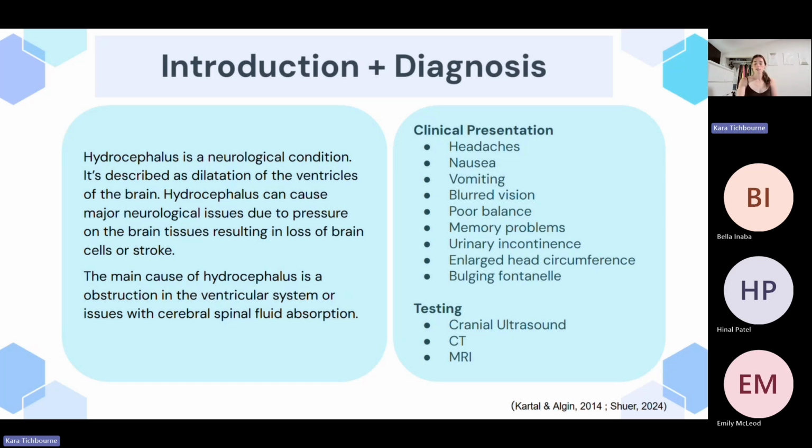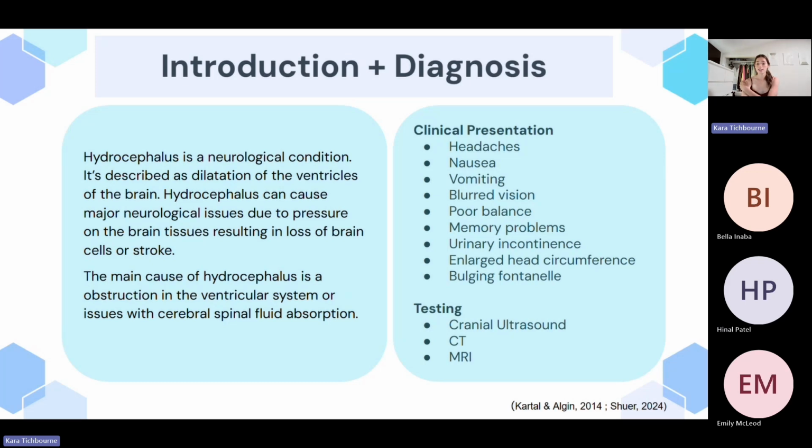In diagnosing hydrocephalus, first they'll go through a clinical diagnosis and maybe neurological testing. Some non-specific clinical presentations would be headaches, nausea, vomiting, blurred vision, poor balance, memory problems, urinary incontinence, and then in infants, we can notice an enlarged head circumference or bulging of the fontanelle.